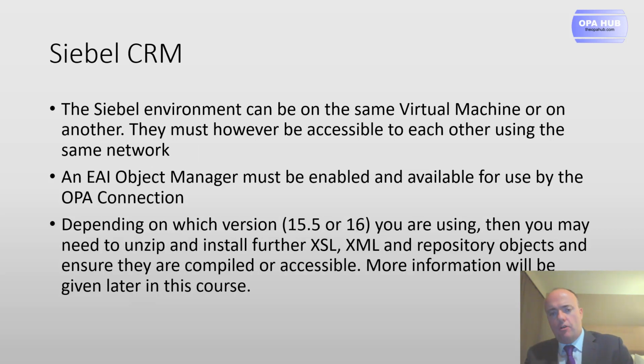Ideally, the Siebel environment will be on the same virtual machine, or it could be on another. They need to be accessible to each other, obviously, across a network. You need an EAI Object Manager available for use because your OPA connection is, in the first instance, going to work with it. Depending on which version of Siebel you're using, you'll probably need to unzip and install a bunch of stuff. We will talk about that in detail later on.